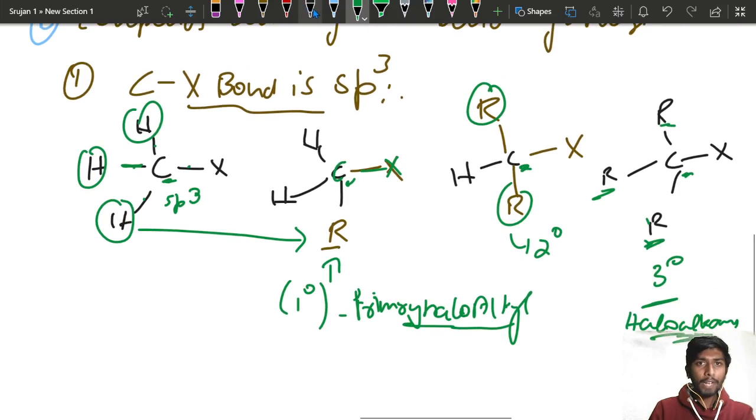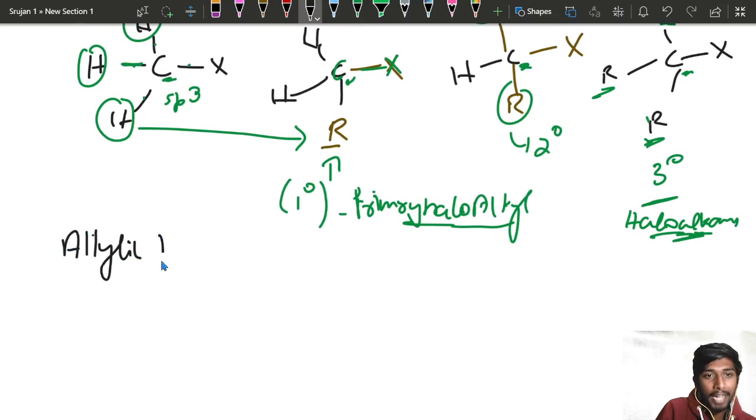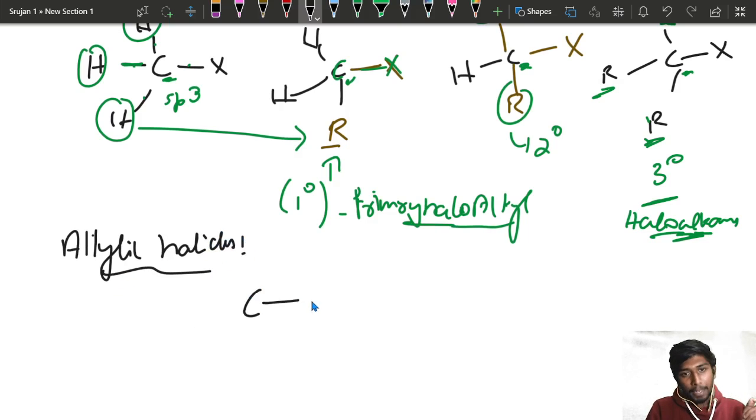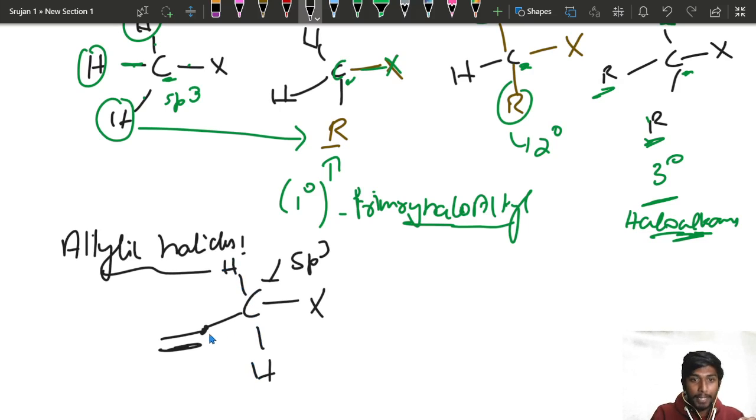Next, this is one type of classification, and one more classification is allylic halides. What are allylic halides? It is also the same carbon with the halogen. This carbon is sp3 hybridized, but it is bonded to the next carbon containing a carbon-carbon double bond. You can see the sp3 hybridization here, but the next carbon is sp2 hybridized.